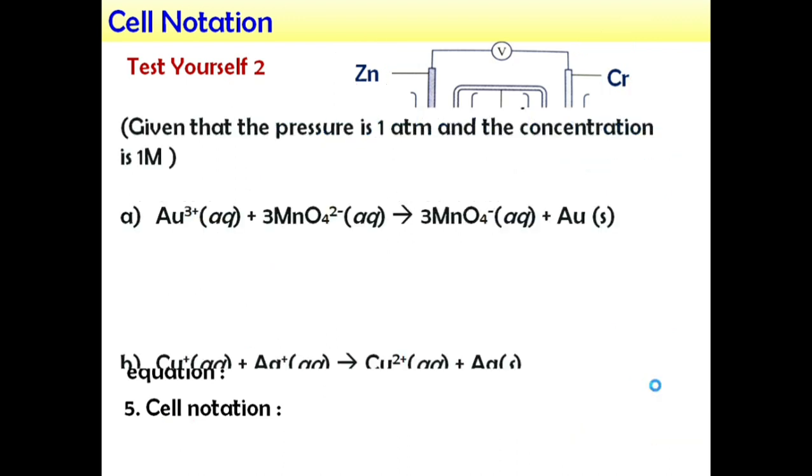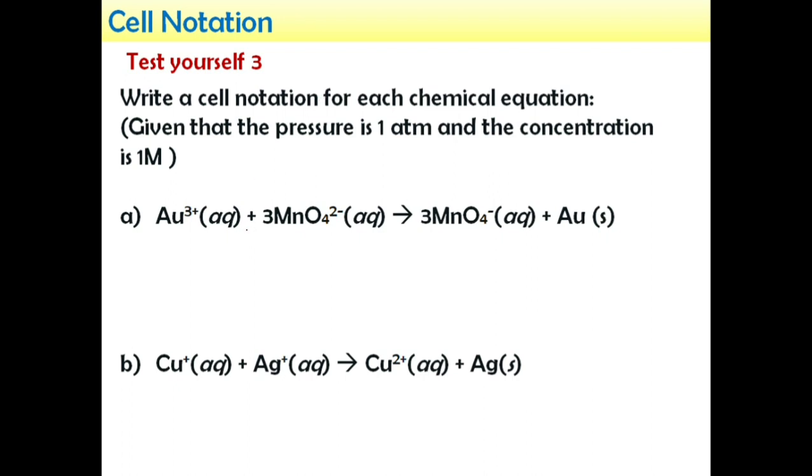And the last one is test yourself 3. Okay, for this question, from the chemical equation, kita nak tulis cell notation. Okay, soalan ini dia dah specify dekat awak. Pressure adalah 1 atm, concentration adalah 1 M. So, kalau awak diberi equation nak tulis cell notation, first, please recognize the oxidation and reduction reaction. So, Au3 plus kepada Au. Aurum 3 plus, this is aurum 0, the charge. So, daripada positif 3 kepada kosong, berkurang oxidation number. Means this is a reduction.